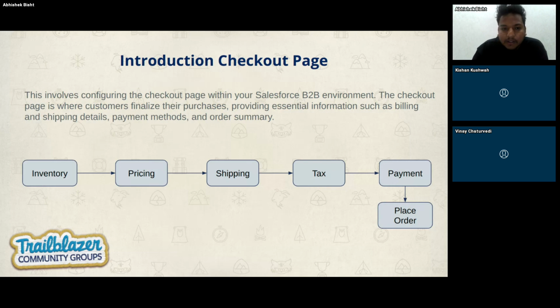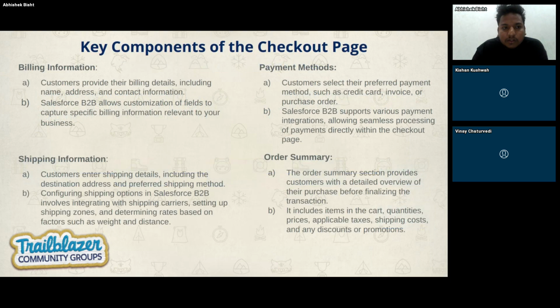So there are some key components of the checkout page. The first one is billing information. The customer provides their billing details such as name, address, and contact information. This section is customizable, allowing the business to capture specific data tailored to their needs.